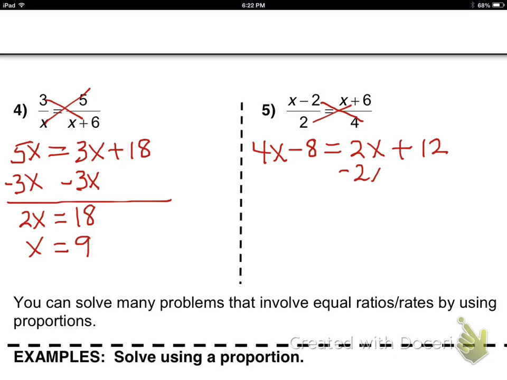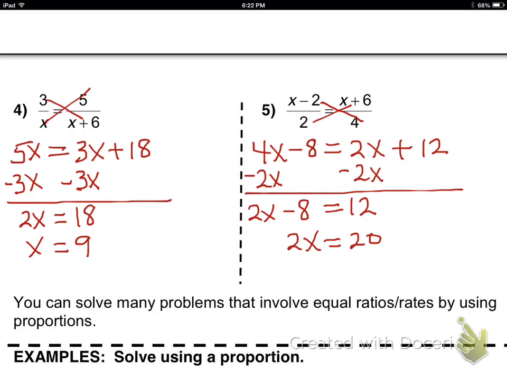To solve for X, we'll first subtract 2X from both sides of the equal sign. That gives us 2X minus 8 equals 12. Then by adding 8 to both sides of the equation, that gives us 2X equals 20. And then we solve for X by dividing by 2, and therefore X equals 10.